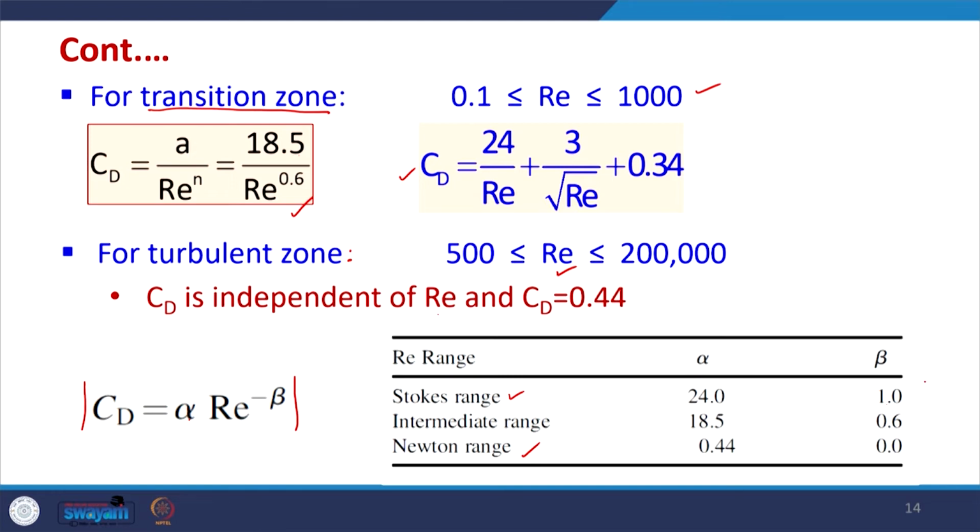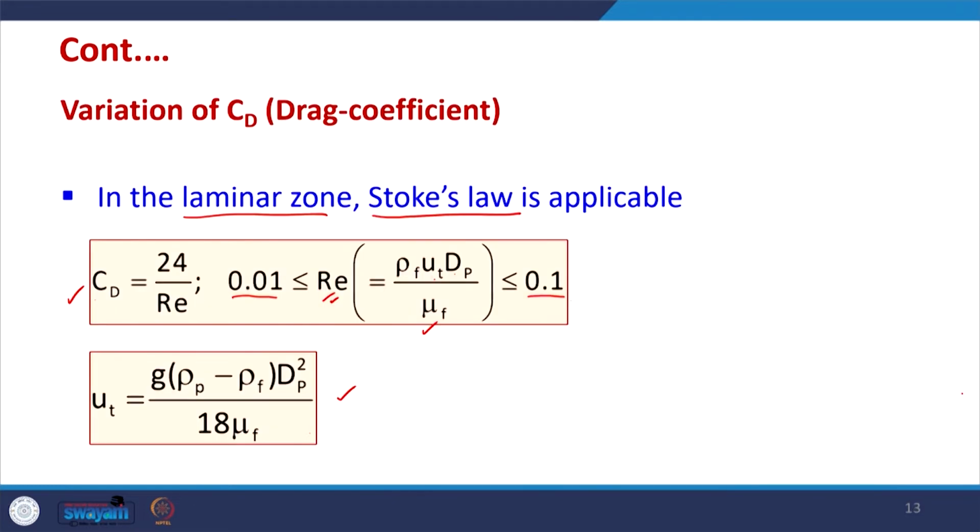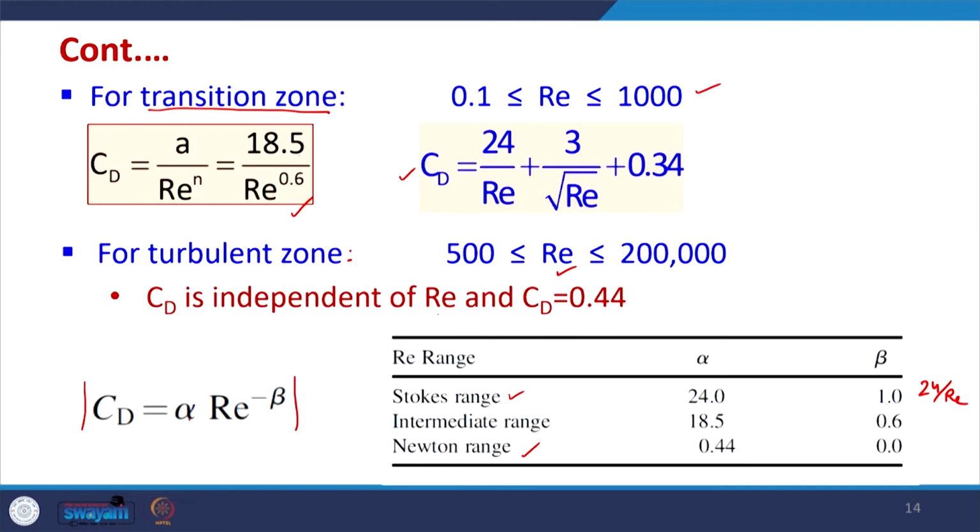So, we have the expression like 24 by Re, which was the first expression. Now, if we substitute alpha to be 18.5 and beta value to be 0.6, we get this particular equation for the transition zone, and similarly for the third, the beta value is 0 and the alpha value is 0.44. So, this way we can have a common equation also, but this is how we can represent the dependence of drag coefficient with respect to Reynolds number.